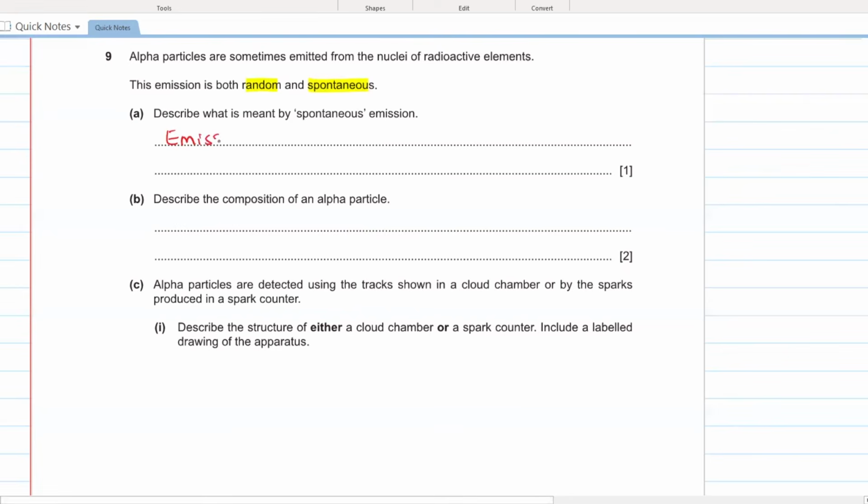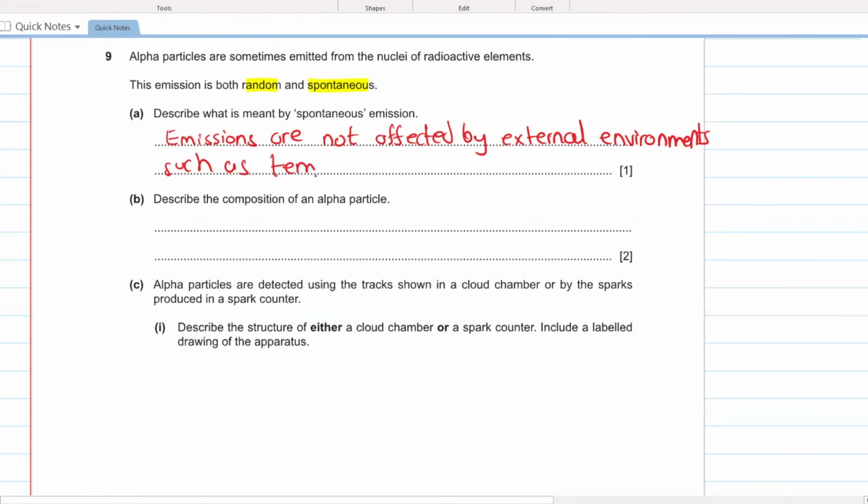Emissions are not affected by external environment such as temperature and pressure. Okay, now you have to describe the composition of an alpha particle.